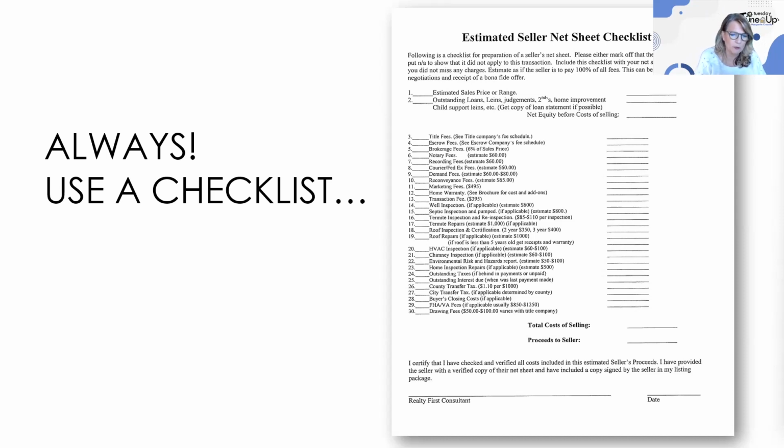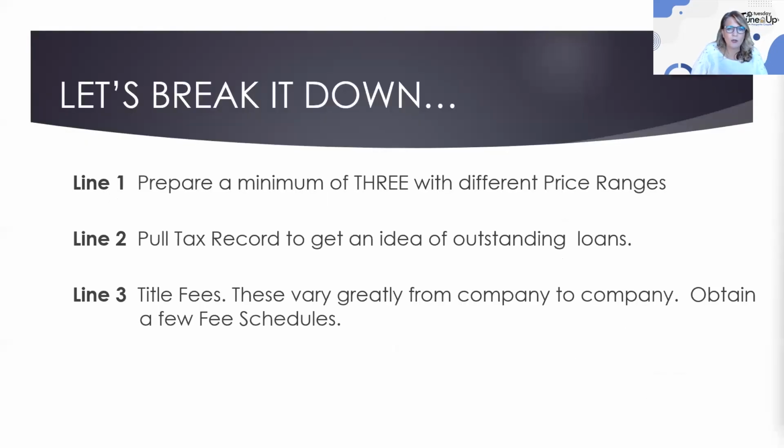Because here's what I know. If you have to write a check, you won't make that mistake again, will you? Right? So that's where you have to really seriously think about it. So transfer taxes are important. FHA, VA fees, those have kind of gone a little bit by the wayside. But what you can see at the end of the day is how important these different fees are, right? So again, prepare a minimum of 3 with different price ranges is what I will typically do. I will pull the tax record to get an idea of outstanding loans if I can. It's a great way to do that.